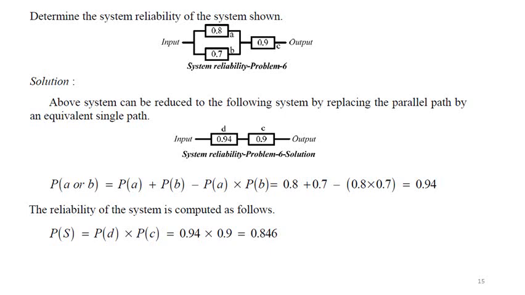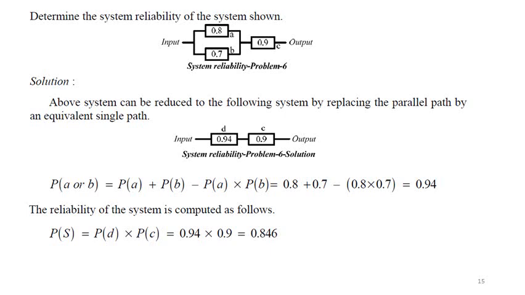For solving the system reliability of a mixed system, we have to start from one point. Here, the A and B are connected in parallel. So we will consider A and B first. How will we find the system reliability of A and B together, which is connected in parallel? As we know, if two items are connected in parallel, the equation will be P of A plus P of B minus P of A into P of B. So reliability of A and B together, 0.8 plus 0.7 minus 0.8 into 0.7, that's equal to 0.94. We can name it as D.